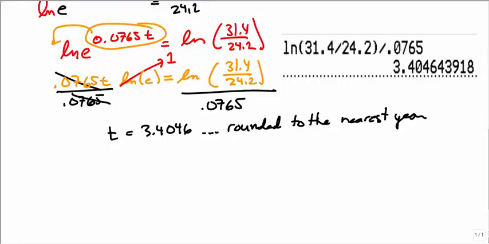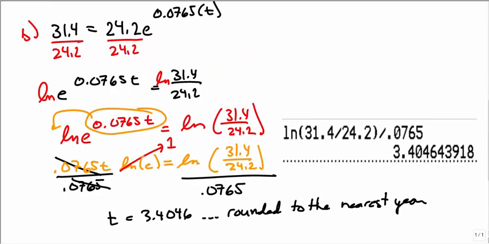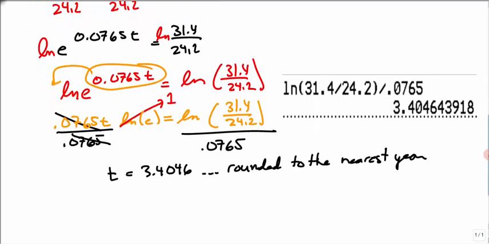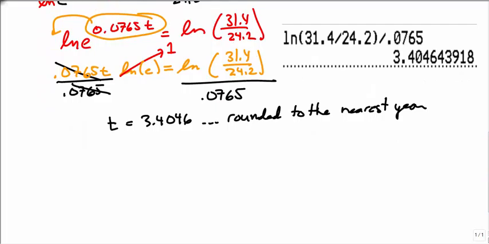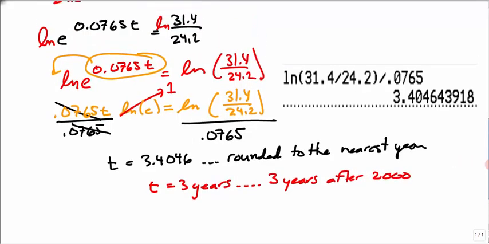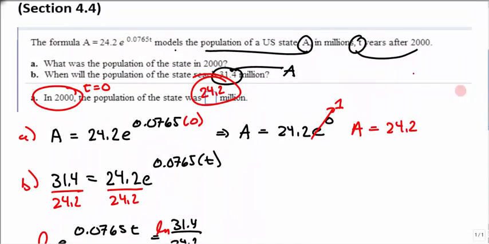Now we have to keep in mind that this might not be standard rounding. So when we look at this problem, if it asks us to round to the nearest year, we would round this to t equals 3 years. But that's not the answer we'll put in the box. This would be 3 years after 2000, because if we scroll back up to the original problem, it says the number of years after 2000.